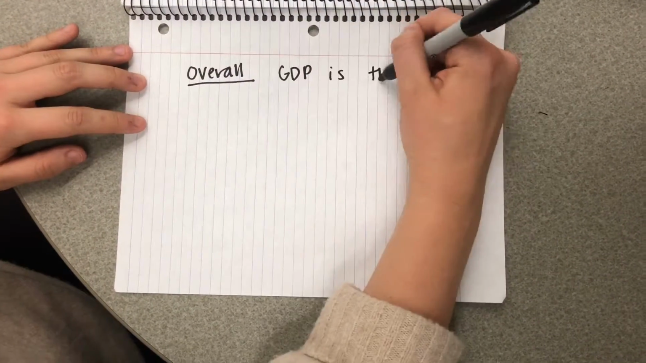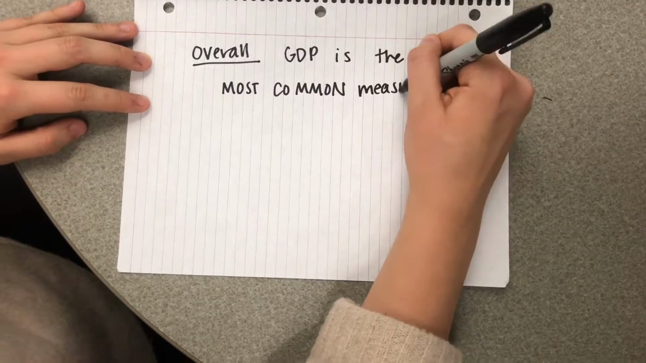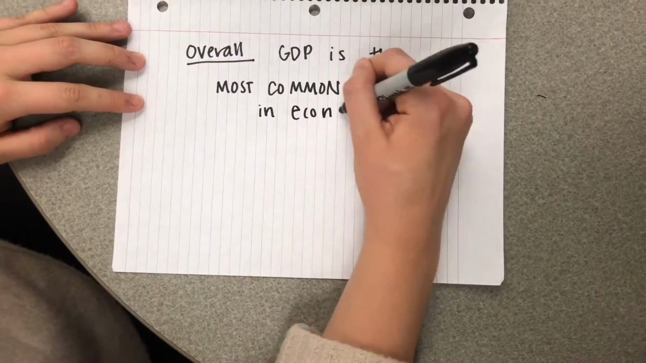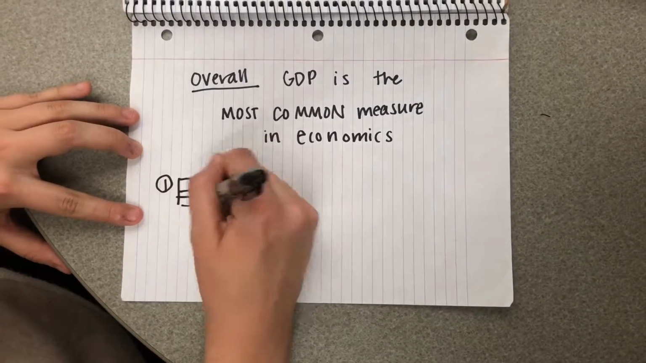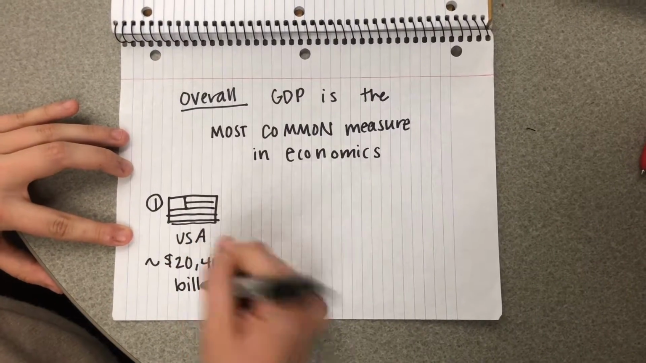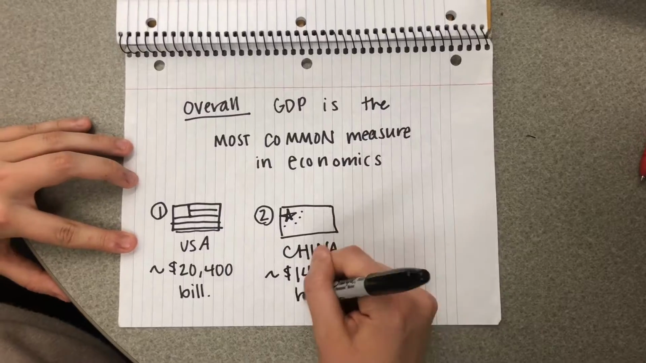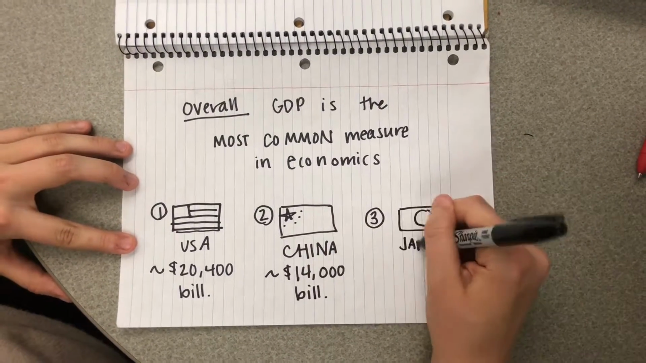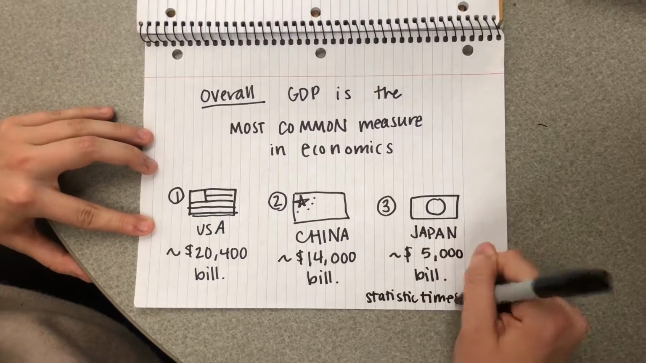Overall, though, GDP is the most common measure used in economics. Since it's used pretty much all over the globe and it's easy to understand, we can also easily compare it. This is great for creating rankings of what is, to economists, the country with the highest quality of life. For this year, it's projected that USA will be first at 20,400 billion, China will be second at 14,000 billion, and Japan will be third at 5,000 billion.